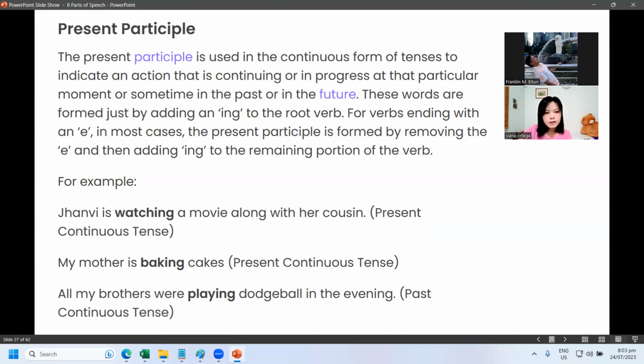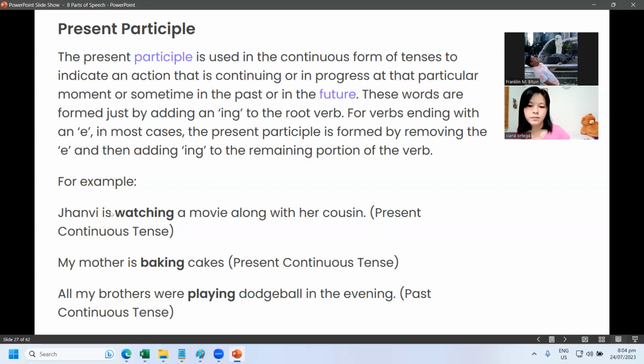So present participle, what will happen there is that there will be ing. So you'll add ing. However, you need to take note of the verb: is watching. Look at that. There's is baking. There's were playing. So that is now the continuous form. But there's present continuous, there's past continuous. You need to take note.